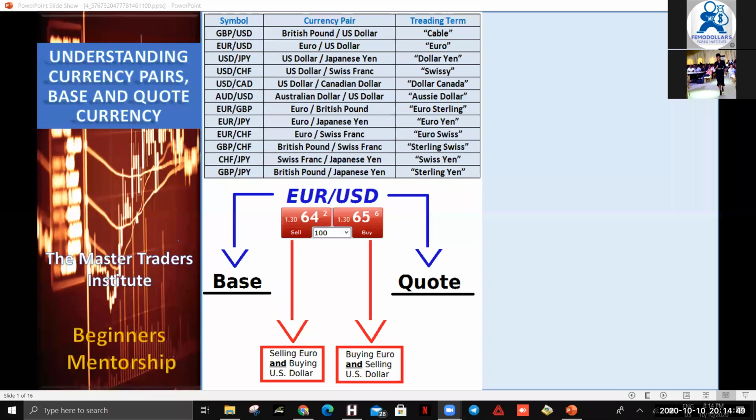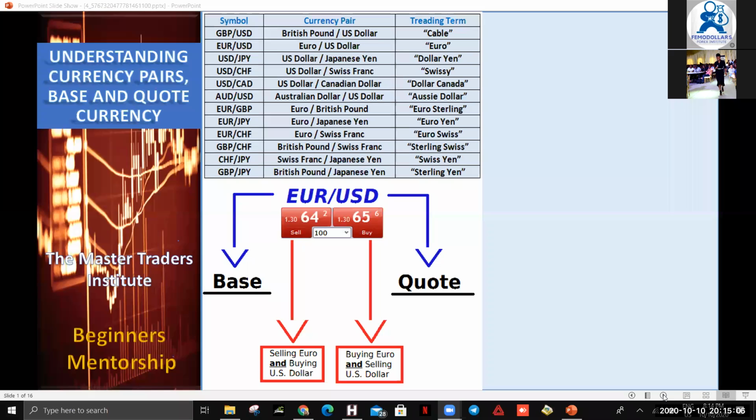It's as simple as that. So if you go to your MT4 and download it, and go to the currency pairs, you see different currencies. Always remember that the one in front, which is the base currency, is higher than what? The one behind, which is the quote currency. That's basically what it means.